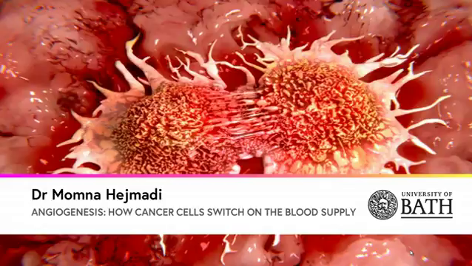Hello and welcome to this session on angiogenesis. Now, this is one of the other roads to cancer. In the last week, we saw how cell signaling and cell death plays a role in cancer progression, and today we'll look at angiogenesis, or how cancer cells switch on the blood supply.